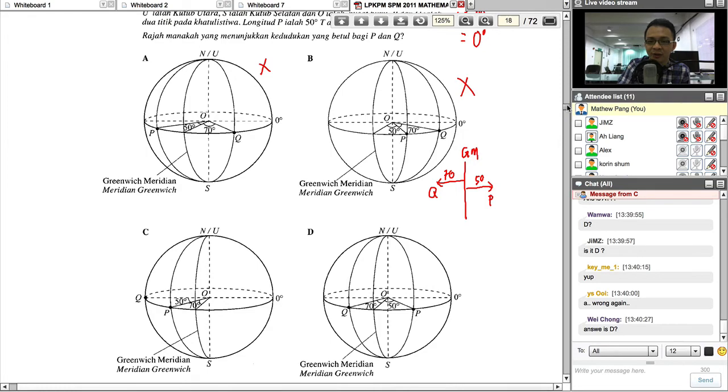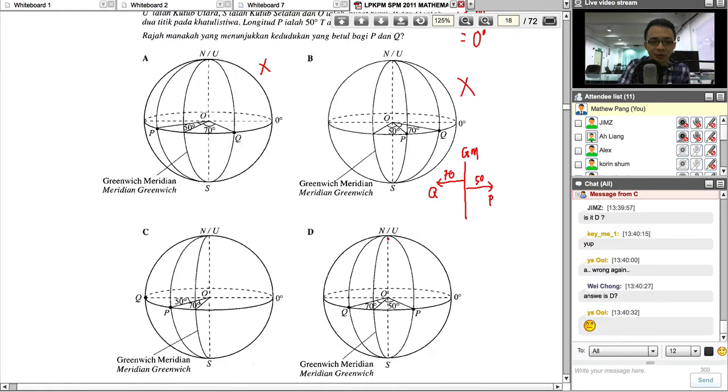So we move on. For this one, where is the Greenwich meridian? This is the Greenwich meridian, both are also on the west, so this is wrong. Okay, so this is the Greenwich meridian, P is 50 degrees to the east, okay, and Q is 70 degrees to the west. Yes, the answer is D.